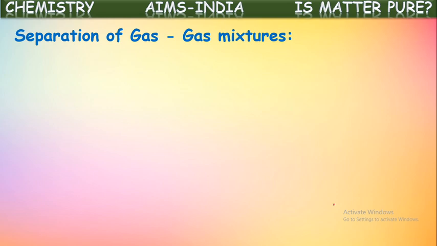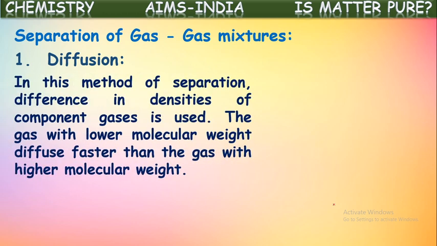Next, separation of gas-gas mixtures. It is a little difficult process actually because gases cannot be seen. So different techniques are used for the separation of these gases. First among them is diffusion. In this method of separation, the difference in the densities of component gases is used.